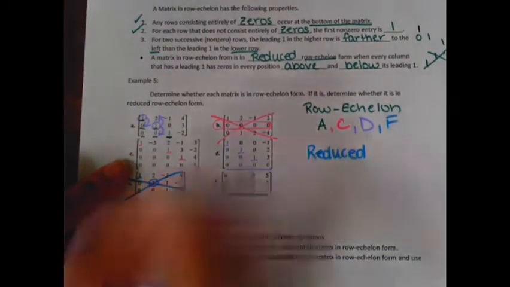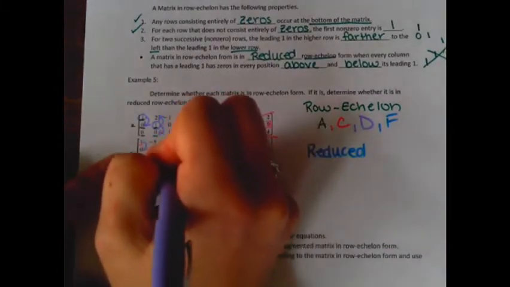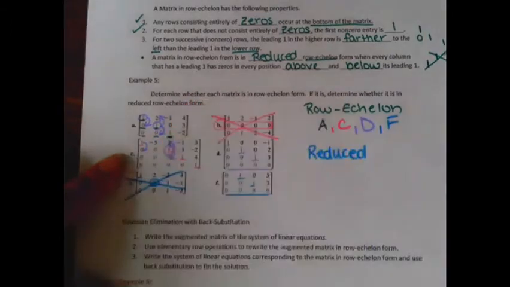Let's go to C. 1, below it is 0. Good. We have a 1 here. Above it is a 2. Below it is a 0. So isn't that in reduced?